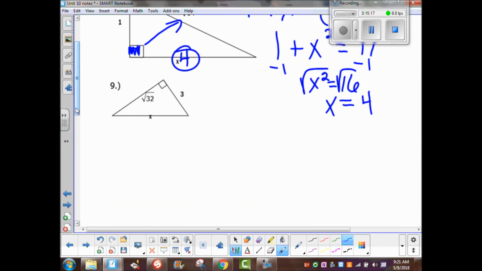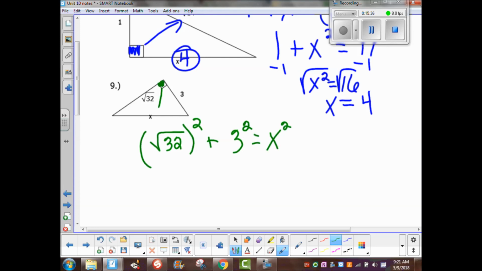Who can substitute for number 9 for me? Go ahead, Matt. The square root of 32 squared. In parentheses, squared, yeah. Squared plus 3 squared equals x squared. Because here's my right angle, so what's across from it is x. That has to be my hypotenuse. So the square root of 32 squared is what, everybody?